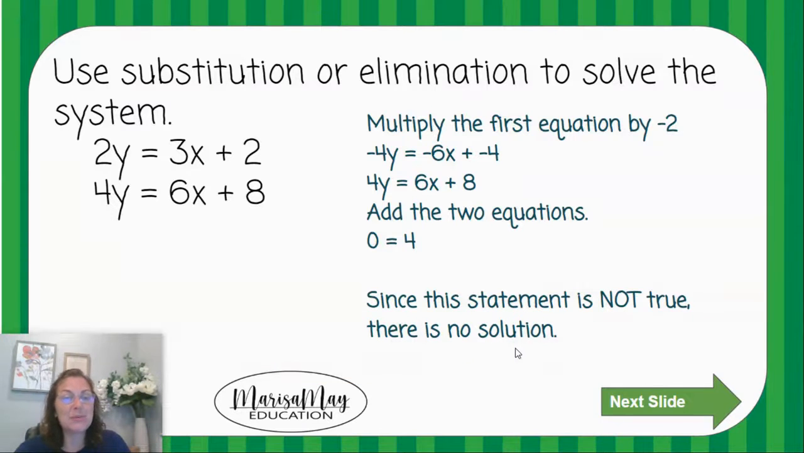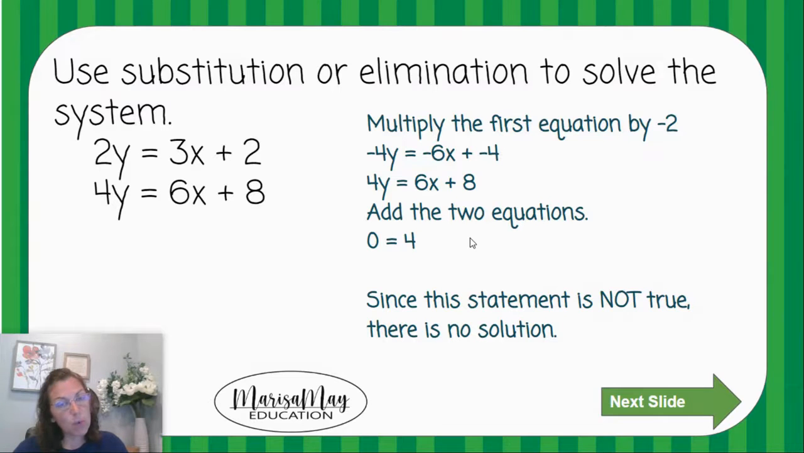I have 2y equals 3x plus 2 and 4y equals 6x plus 8. Now, I went and tried to use the elimination method to solve this. And so I multiplied that first equation by -2. You can see it there in my first line: -4y equals -6x plus -4. And then I added it to the second equation, and look what I got as my answer.